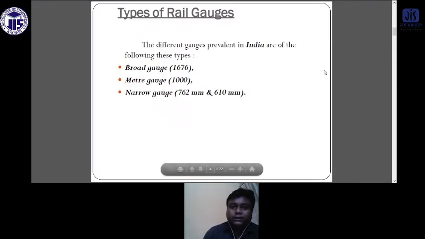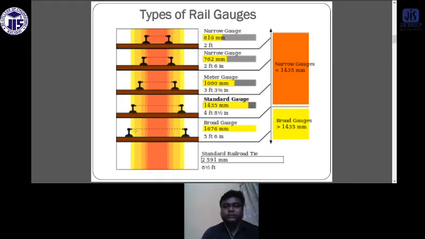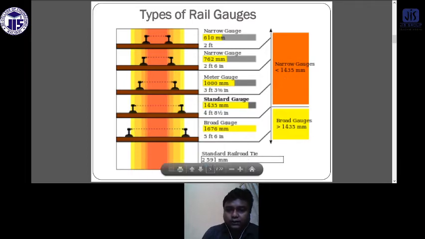Now the next topic is the types of rail gauges in pictorial view. If you see the narrow gauges, this is 0.610. This is another type of narrow gauge, 0.762 meter. This is the meter gauge, it is 1 meter. This is the standard gauge, 1.435 meter, and this is the broad gauge, 1.676 meter. So this one is the broad gauge, and these three are the narrow gauges. The standard is basically 1.435.